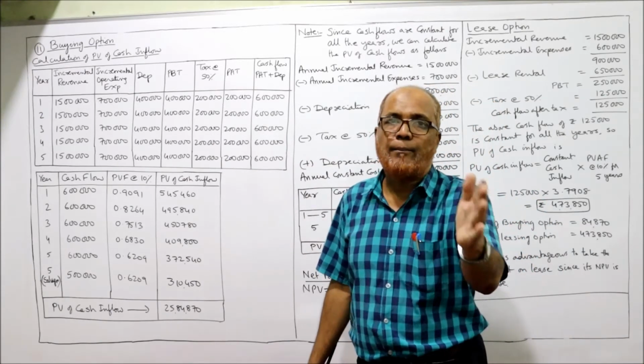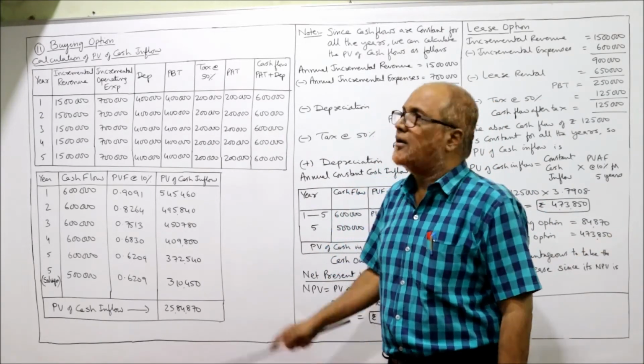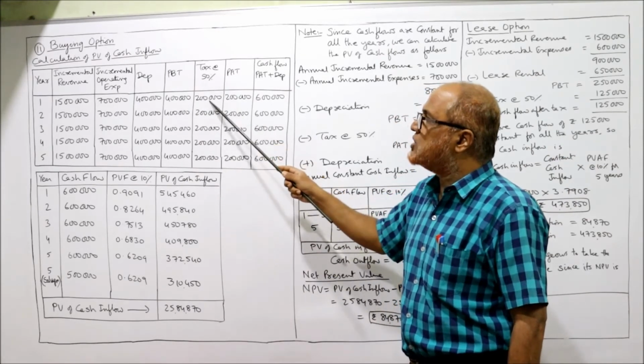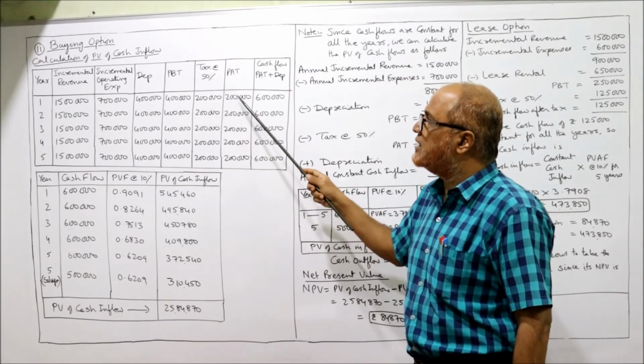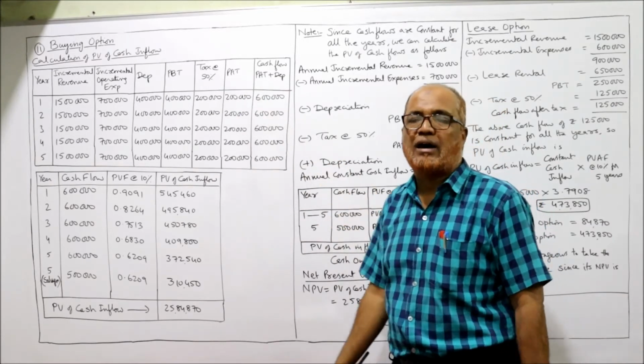So PBT minus tax, you will get PAT. PBT is 4 lakh, tax is 2 lakh. 4 lakh minus 2 lakh is 2 lakh. This is PAT, profit after tax.